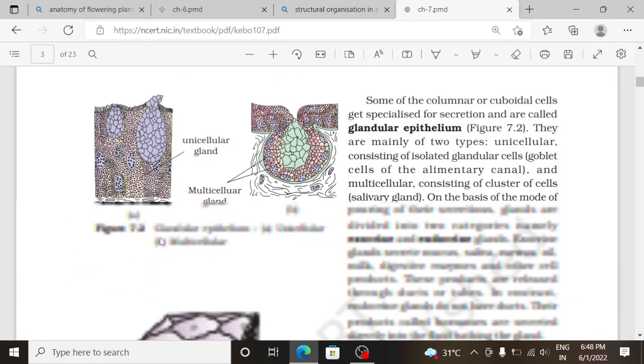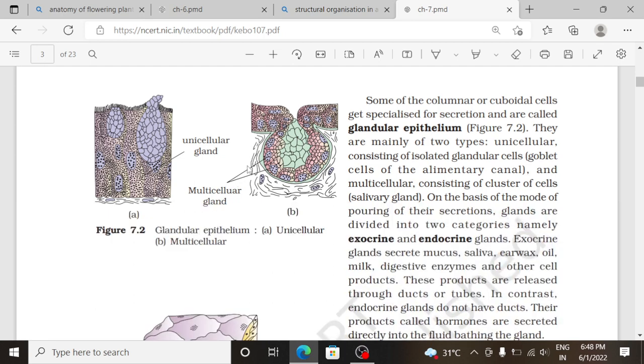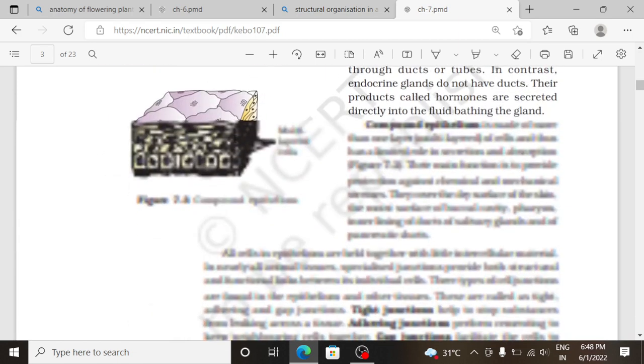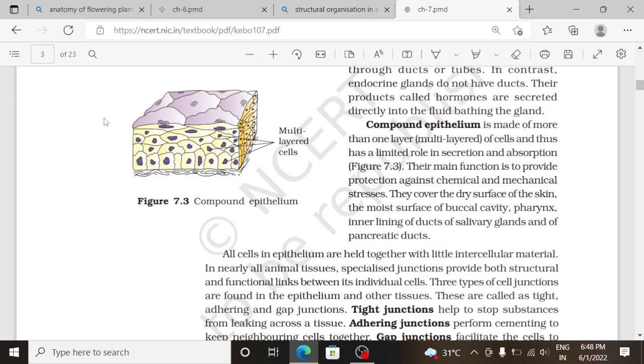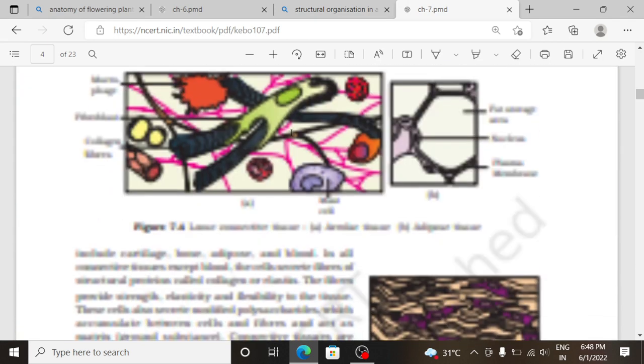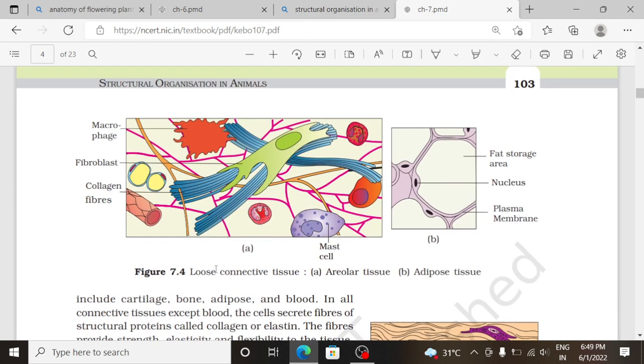Next diagram shows the types of glandular epithelium. This is seen in unicellular and this is multicellular. Then this is the compound epithelium, which has multi-layered cells. Then this is the loose connective tissue, that is areolar tissue and adipose tissue.